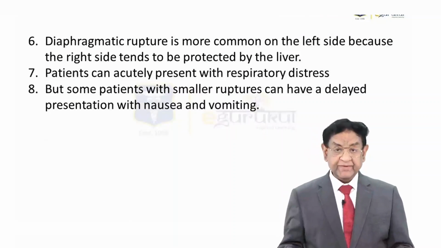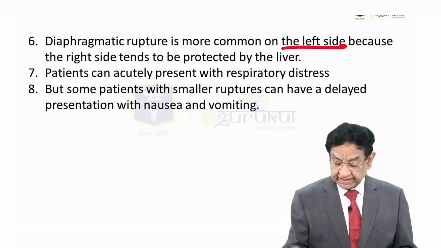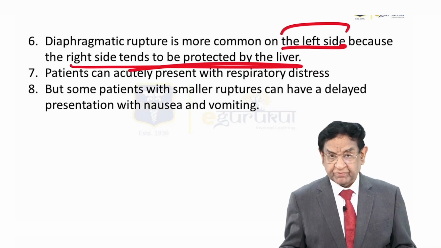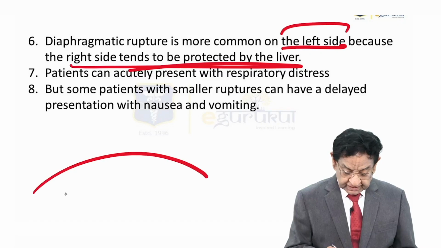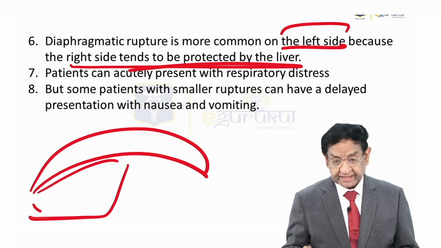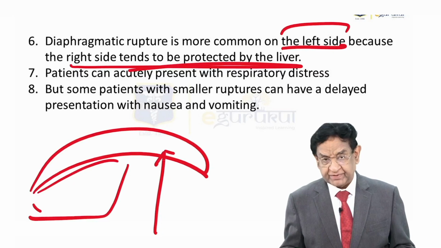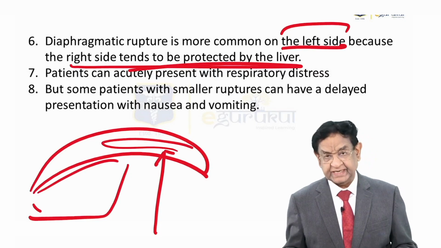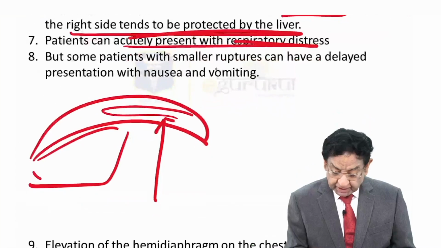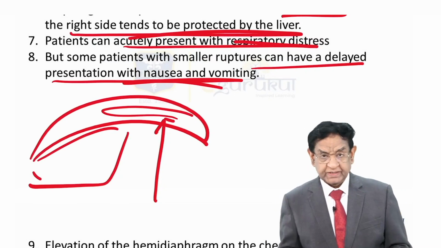Now diaphragm rupture is more common on the left side. If you have noticed, in our case also it's on the left side because the right side is protected by the liver. So that's why, whatever pressure comes like this, suppose this is the diaphragm and this is the liver, and this area is free. So whatever pressure increases, it's going to put pressure on the left side of the diaphragm, and the rupture is likely to happen on this side. So a patient can acutely present with respiratory distress. Some patients with smaller rupture may have a delayed presentation with just nausea and vomiting. Point to be noted.